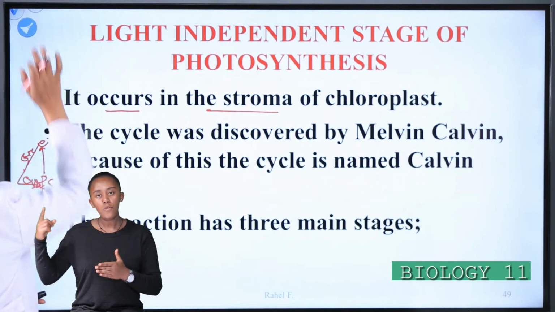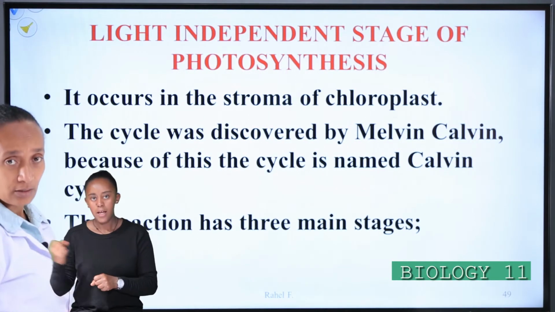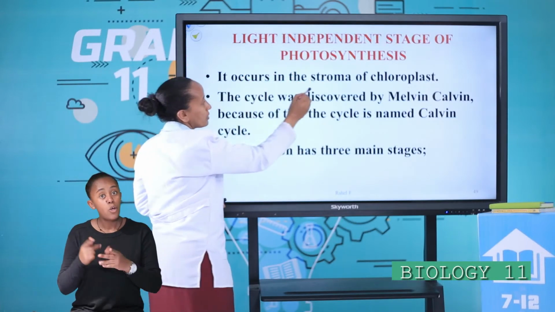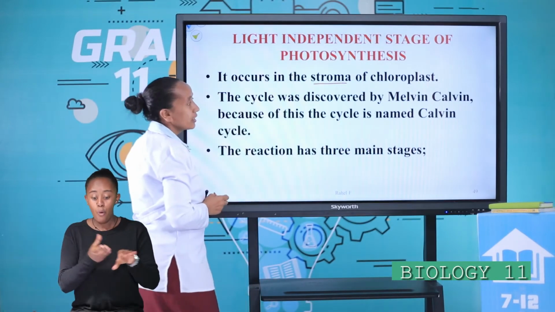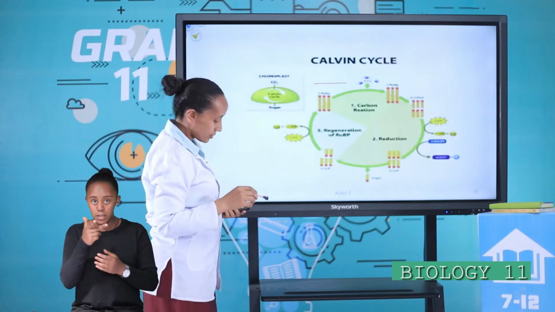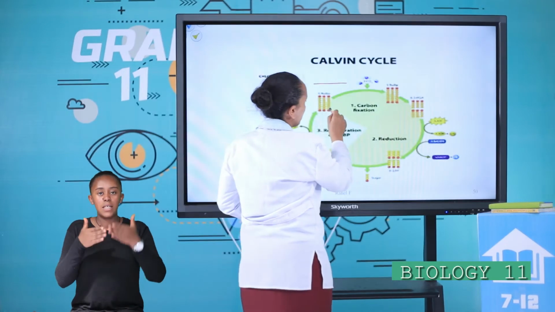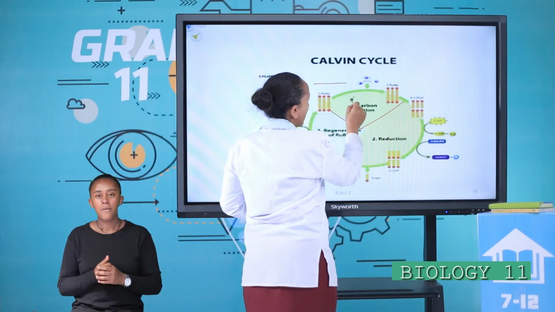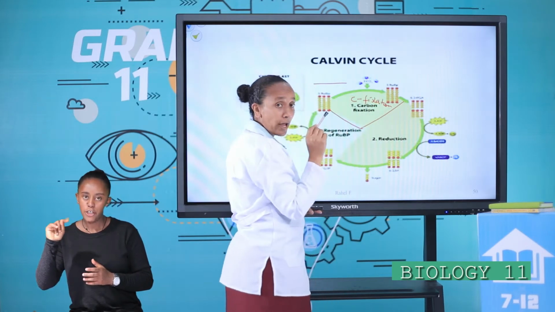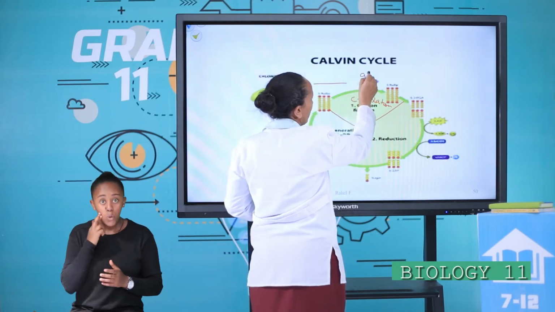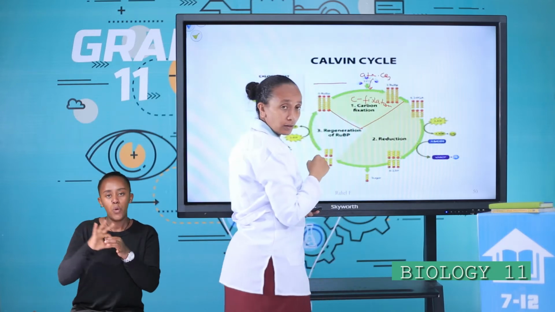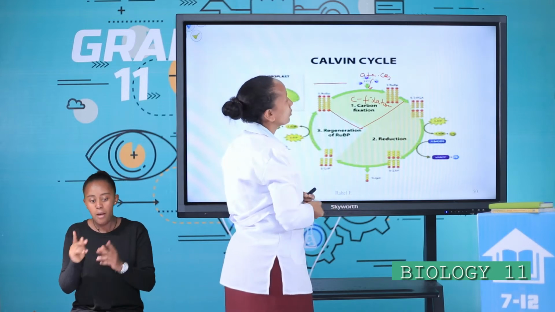So here we are going to see the light-independent stage of photosynthesis. As we said, this process occurs in the stroma of the chloroplast, and it has only three stages. The first stage is this one. It is known as carbon fixation. Why? Because atmospheric carbon dioxide will join the cycle, and it becomes part of the cell process.